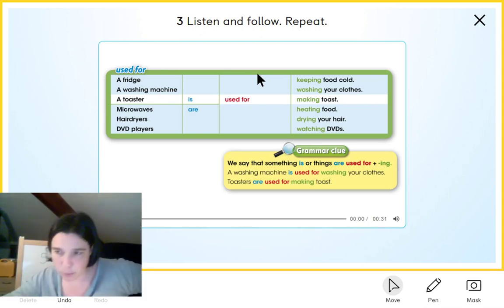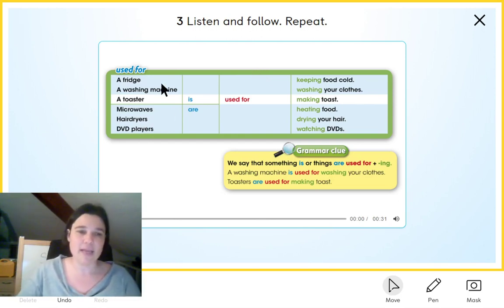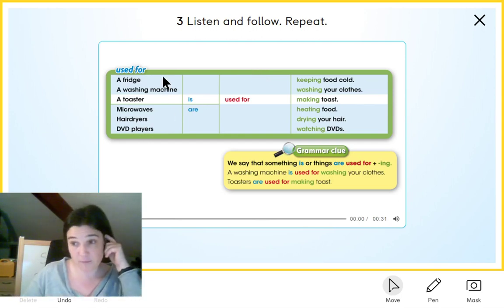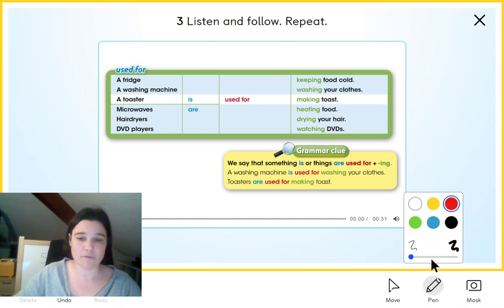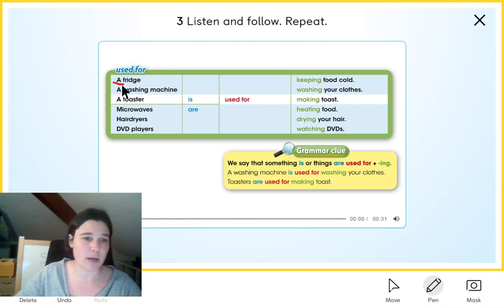Now, let's go back to the book. When we have the singular, the first thing that we have to think about is that we add an a at the beginning of the sentence. A fridge, a washing machine, a toaster. I'm gonna mark that for you guys so that you can see it. Hopefully this will help you. A fridge. Now, the auxiliary verb that we have to put before used for is is. That's right, because it's the singular.